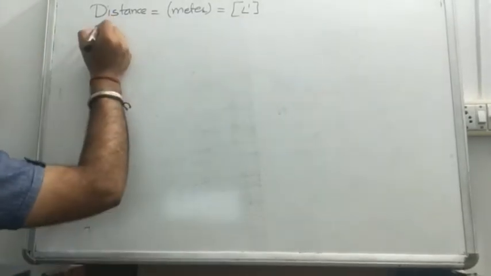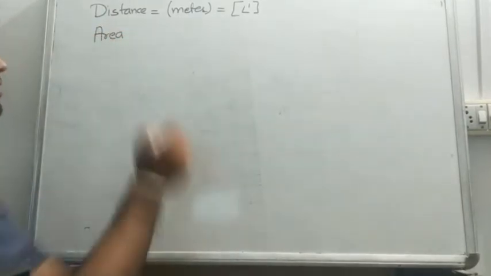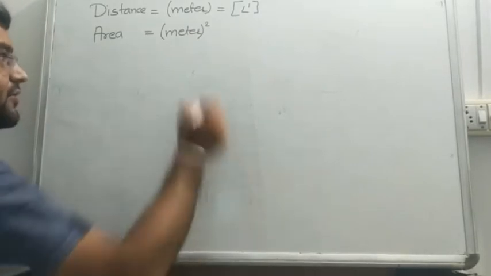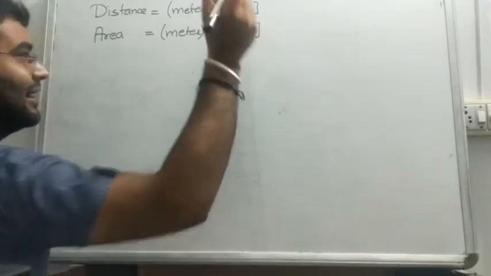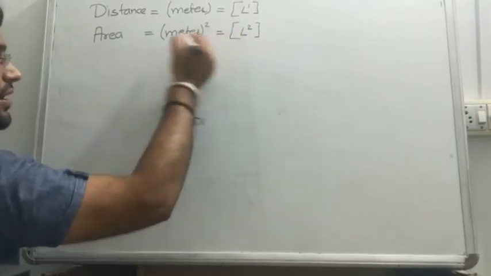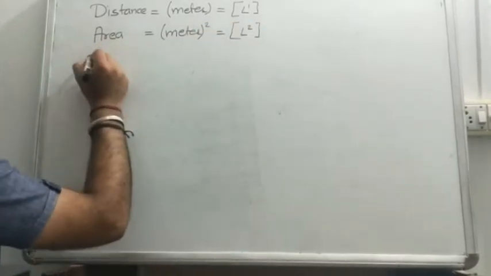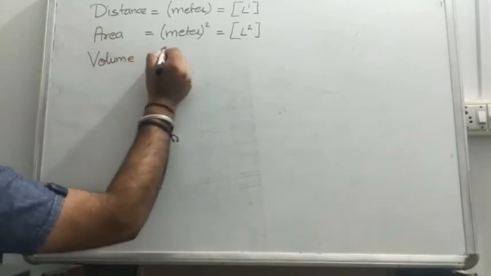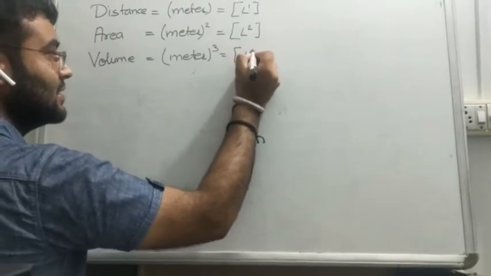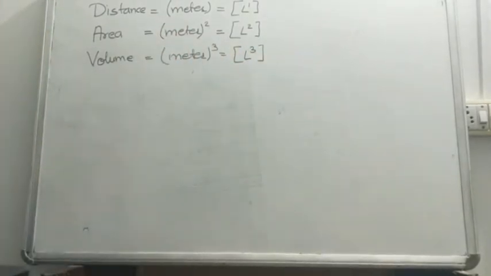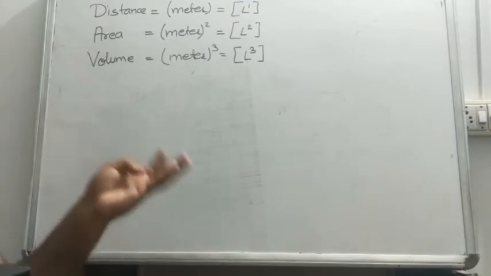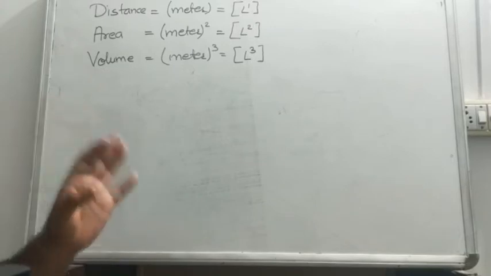But if I write area, then the unit of area is meter square. For this, we will write L2, because for meter we write L, and for square that is L2. If I find the dimension of volume, that is meter cube, which means L cube, because here it is a cube. It is not only used for length, it can be used for time, for mass, for amount of substance, current, everywhere.